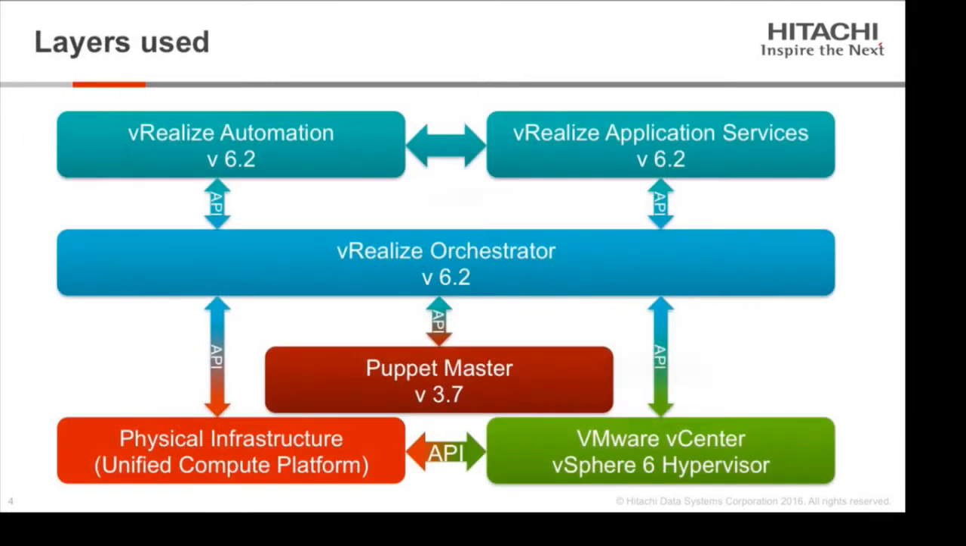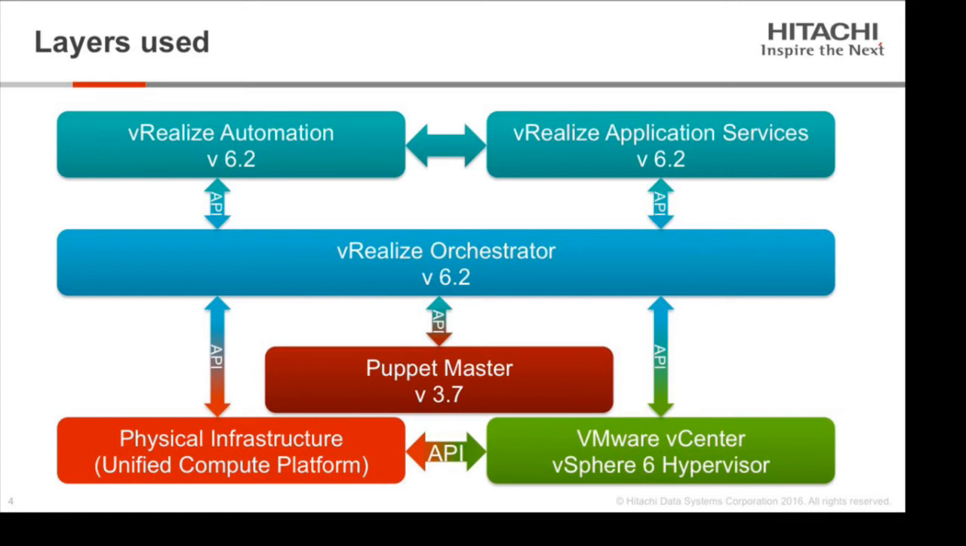So what were the layers we used? We used vRealize Automation, obviously, because it was a given. Also vRealize Application Services, which comes with vRealize Automation. In the middle, we had vRealize Orchestrator to run our workflows, to do our workflow management and orchestrate all the tasks across the infrastructure. We used Puppet. Puppet was the obvious choice to do the application deployment on the physical part, and it was the easiest thing to control in this environment.